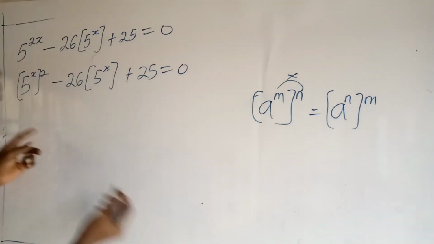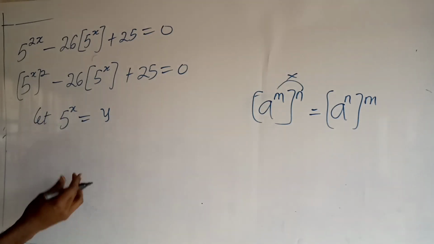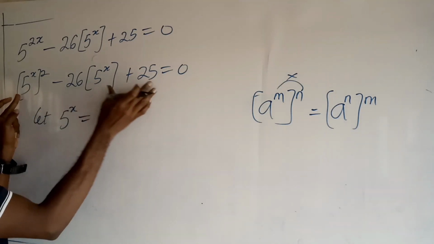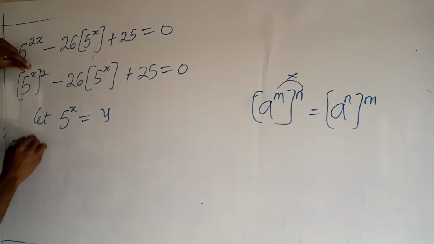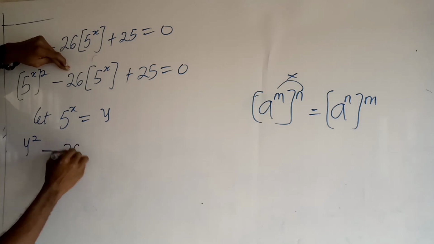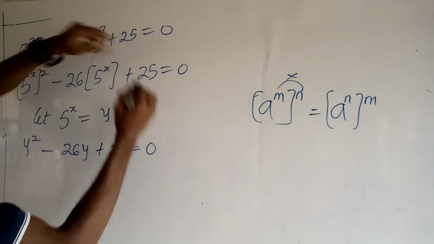Now at this point, I will say let 5 to the power x be equal to y. So wherever I see 5 to the power x in this equation, I'll replace it with y. So here I will have y squared minus 26y plus 25 is equal to 0.